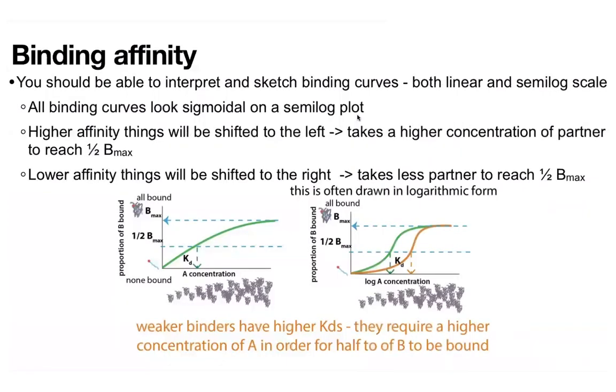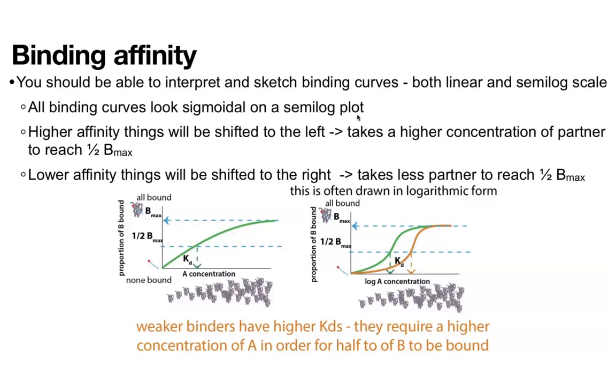You should be able to interpret and sketch binding curves, both linear and semi-log scale. Remember that all of your binding curves are going to look sigmoidal on a semi-log plot, even if they don't show cooperative binding. In either case, basically the higher affinity things will be shifted to the left. It's going to take a lower concentration of partner to reach half of the Bmax. And remember, the significance of half Bmax is that the concentration where you find that is going to be equal to your KD. Lower affinity things are going to be shifted to the right, telling you it takes more of the partner to reach half Bmax.